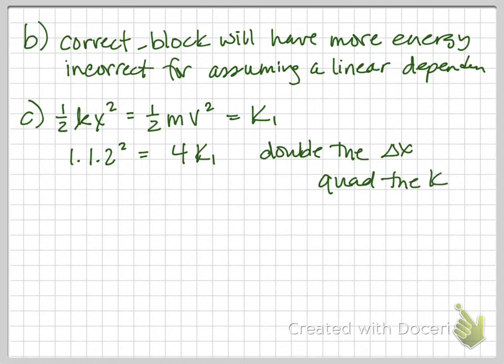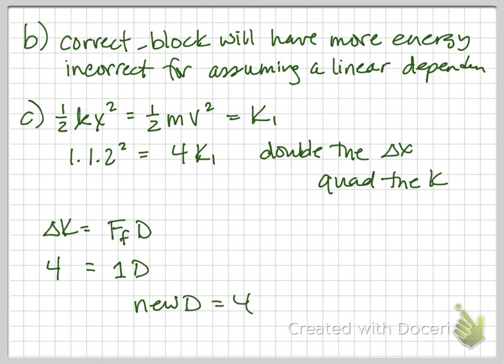Now, once we're in the rough section here, we have delta K equals the work done by friction, the force due to friction times the D. And I probably should call this capital D because that's what we're doing here. Now, we know the change in kinetic energy, we're going to end at 0. So delta K is really equal to K. So if my new K is 4 times the old K, then my force of friction is not going to change because the block is the same. And then we have our D here. So our new D is equal to 4 times the old D.